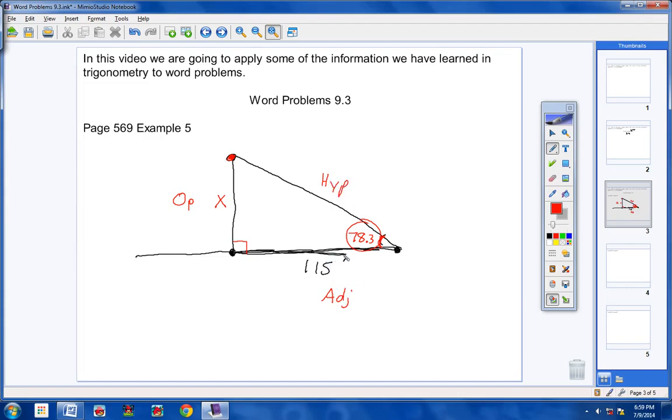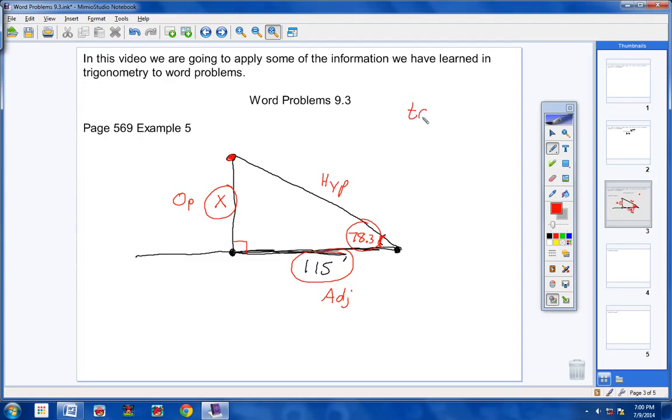I know the measurement of the adjacent side is 115. I know that, so I want to use that. And I'm looking for this side over here, which is my opposite side. So which trig function uses adjacent and opposite? Well, it's tangent or cotangent. We're going to use our regular trig function, sine, cosine, or tangent. So we're going to use tangent.